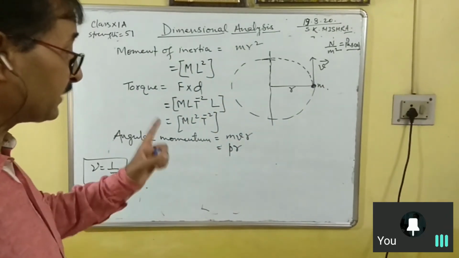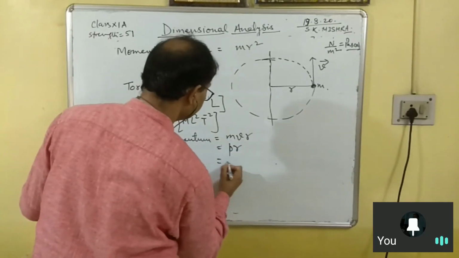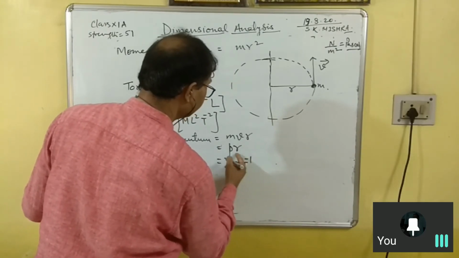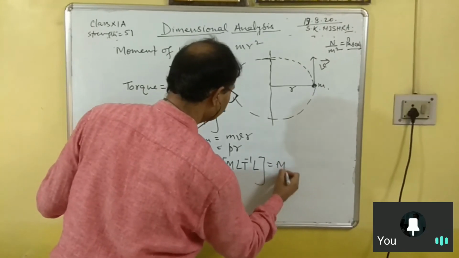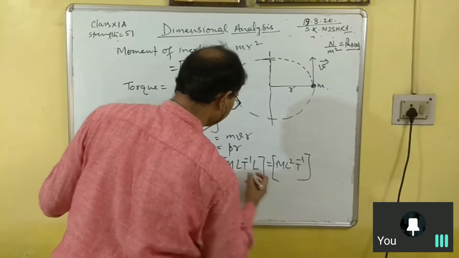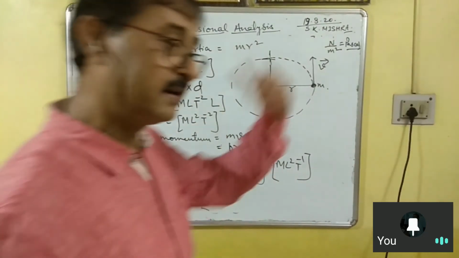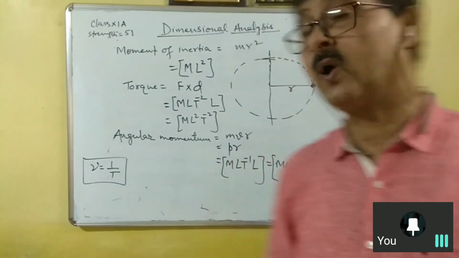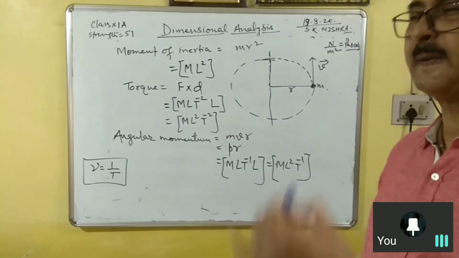So you have to consider the perpendicular distance. So momentum is mass m, then v is LT^-1, and then r is L. So this is ML^2T^-1. We will learn each and every physical quantity which we are mentioning here in the next chapter. You will study all the physical quantities in detail in their respective chapters.